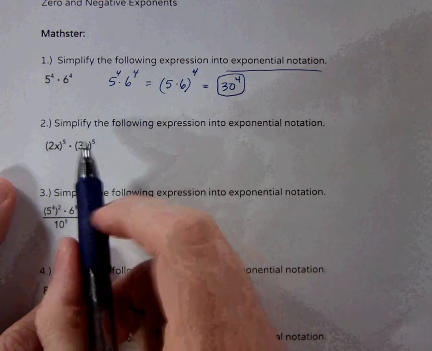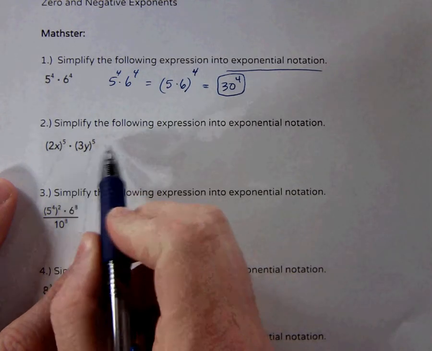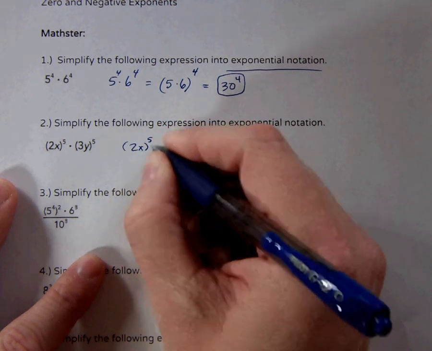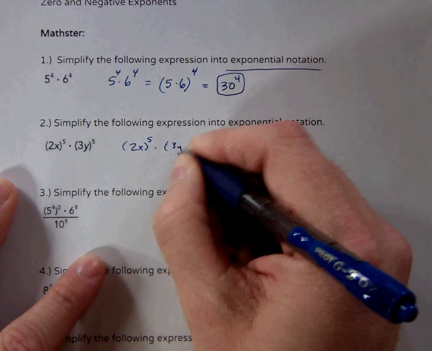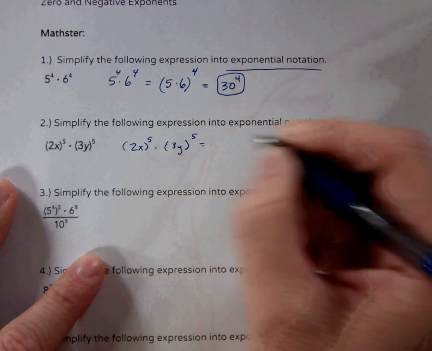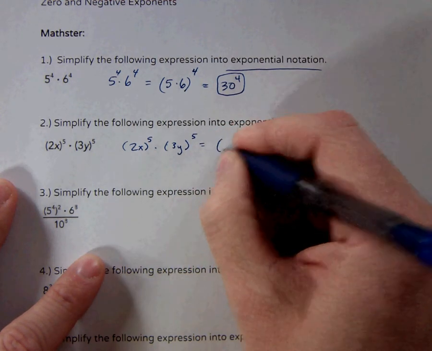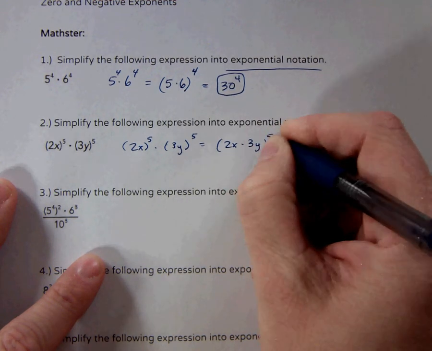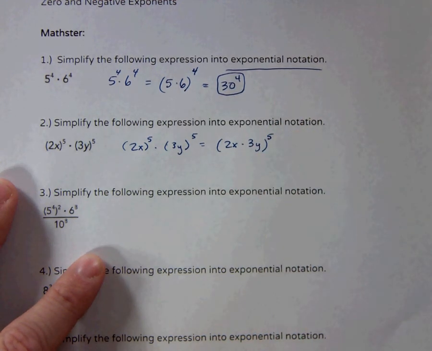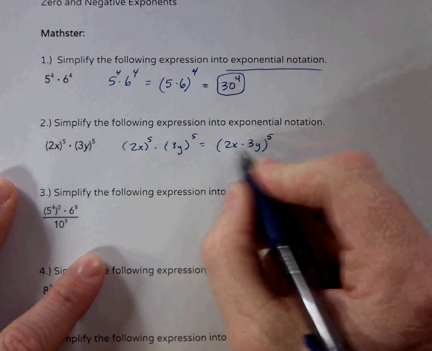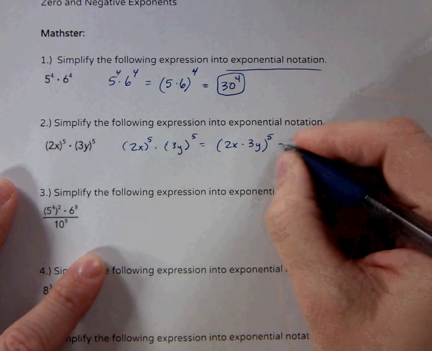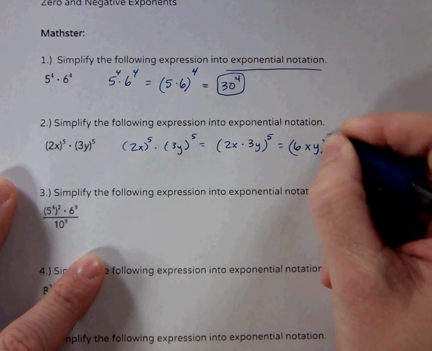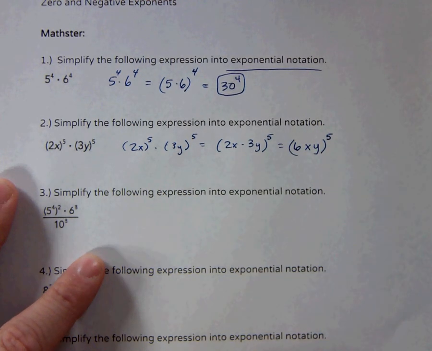This next one, again, we have 2x to the fifth power times 3y to the fifth power. Since we have the same power, we can make this 2x times 3y all to the fifth power. And then from here, all I'm going to do is just multiply the numbers. Those can simplify. 2 times 3 is 6. So this becomes 6xy to the fifth power, and that's as simple as that one can get.